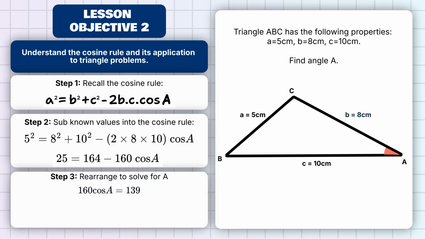Finally, rearrange this equation to solve for cos A. We find that cos A is approximately 0.86875. Using the inverse cos function on your calculator, find that A equals inverse cos of 0.86875, which is approximately equal to 29 degrees.